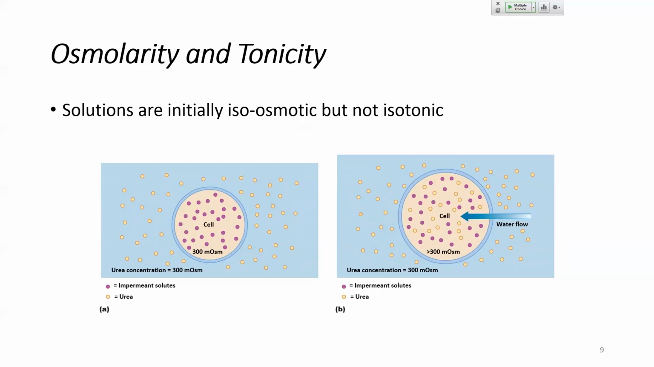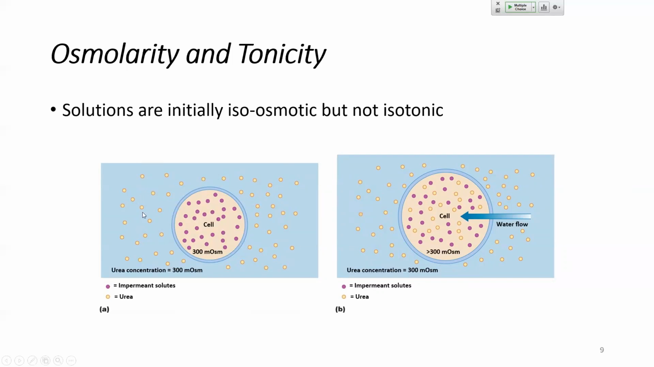Okay, so here's a good example to differentiate between osmolarity and tonicity. In this illustration, we have solutes which are impermeant in purple. They are inside the cell, and impermeant just means that they cannot move across this membrane. We have urea, which is a permeant solute, so urea can actually move across this membrane. Whereas in osmolarity, we would look at urea, when we talk about tonicity, we're going to completely ignore urea.